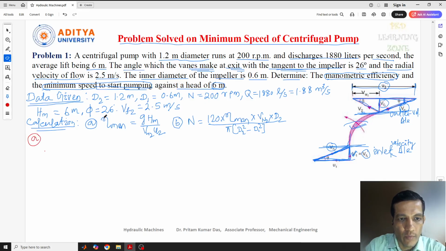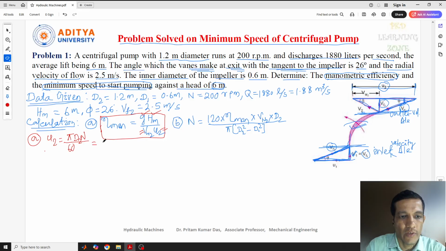Now if you see this formula of manometric efficiency, we have the G value and the HM value, but what about VW2 and U2? These two values are not there. So we need to calculate them. First we will calculate U2. U2 is tangential velocity at the exit, at the outlet condition. The formula for this is pi dn by 60. Which d? Outlet means outer diameter, so the second diameter.